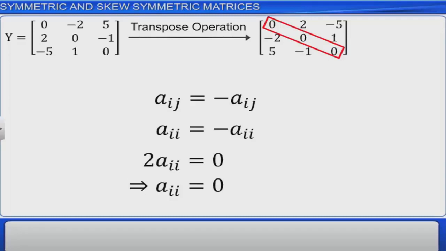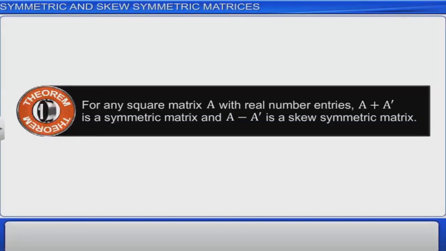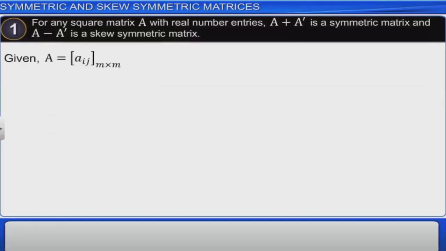Next, we will see two theorems based on symmetric matrices and skew-symmetric matrices. The first theorem states that for any given square matrix A, with real number entries, the sum of A and A transpose is a symmetric matrix, and A minus A transpose is a skew-symmetric matrix. A is a square matrix with real numbers as its elements.